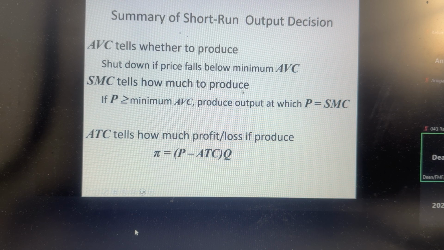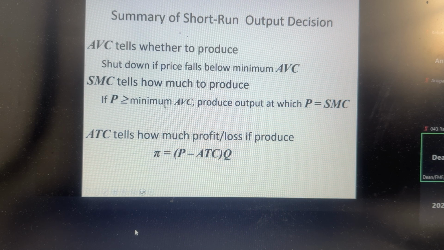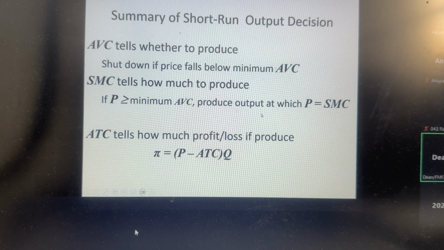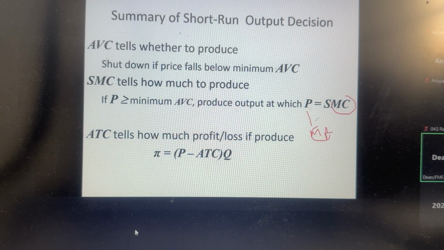MC tells how much to produce. If P greater than or equal to minimum AVC, produce output at which P equals MC. P equals MC means instead of this one, you can write MR as well. Always MR equal MC is the equilibrium condition. In perfect competition, since price equals MR, you can equate these two as well. ATC tells us how much profit or loss the firm can make.